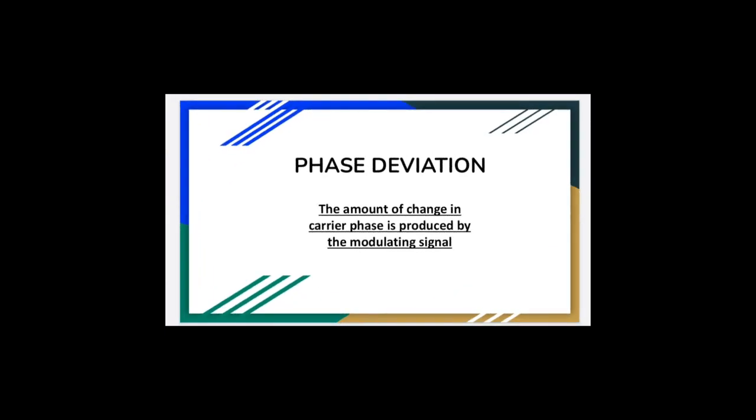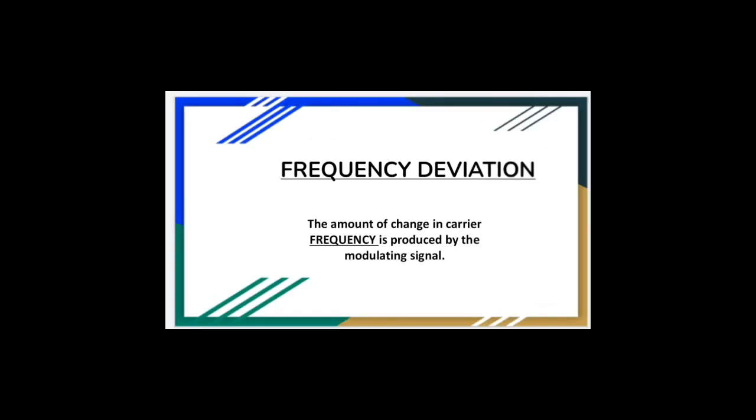Now we study some terms and their definitions. Phase deviation: the amount of change in carrier phase produced by the modulating signal. Now, frequency deviation: the amount of change in carrier frequency produced by the modulating signal.